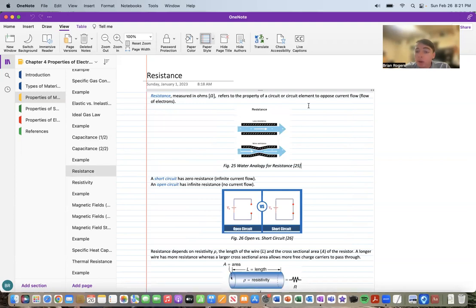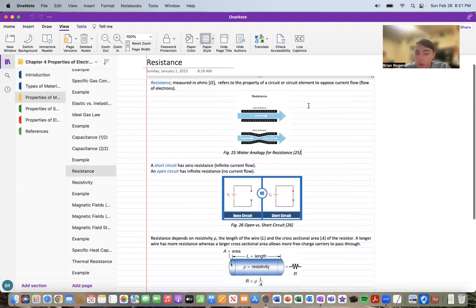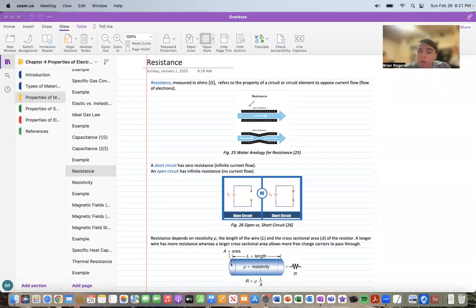Now we're going to talk about resistance and why it's so important within electrical engineering. Resistance is measured in ohms. It's the property of a circuit or circuit element to oppose the flow of electrons. Let's look at a water analogy. In this water analogy, there's going to be more resistance if the pipe is made narrower. See here, there's more resistance because the pipe is made narrower.